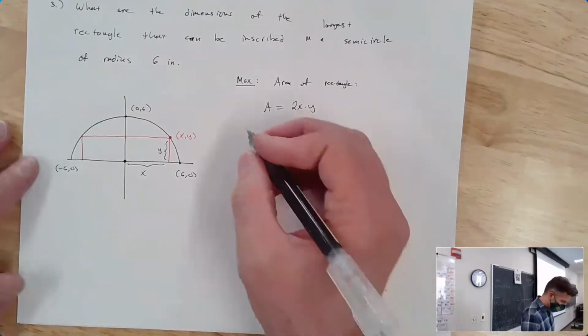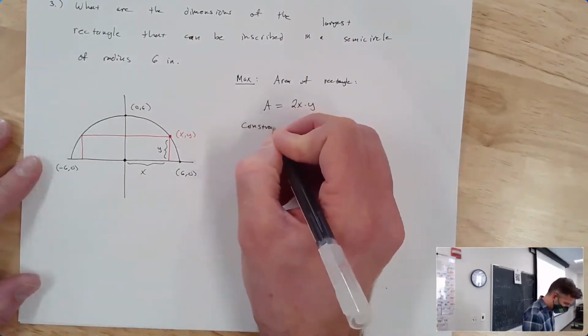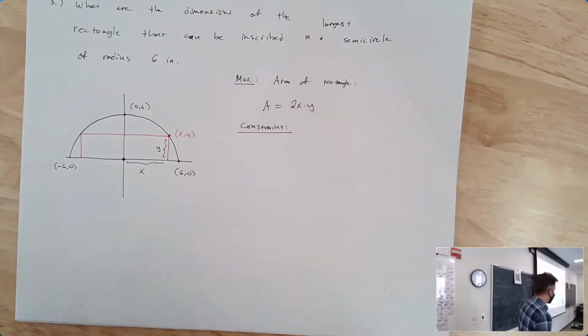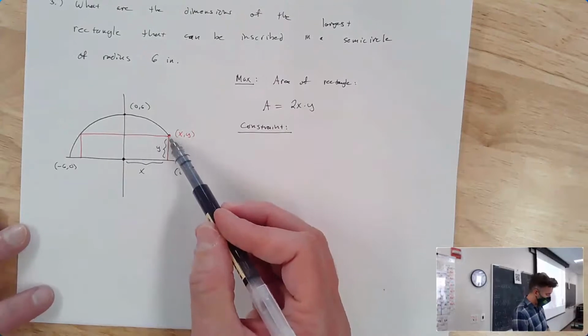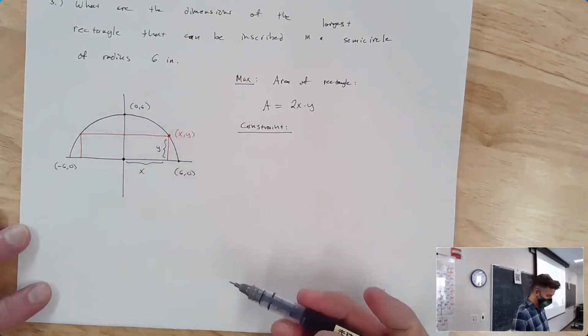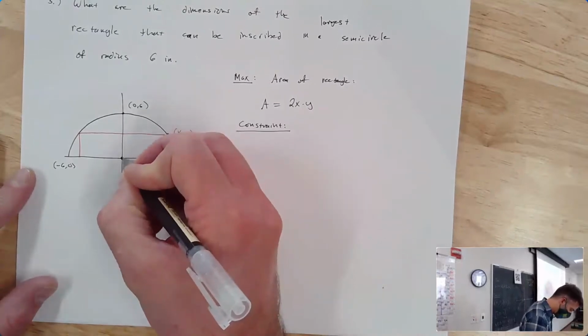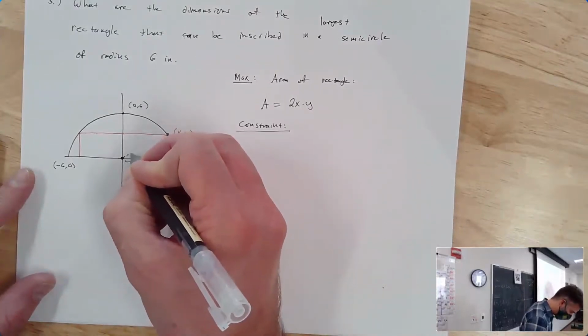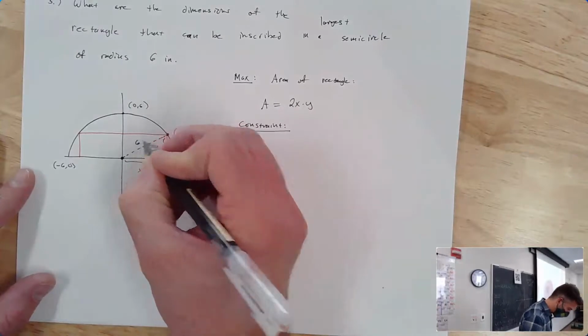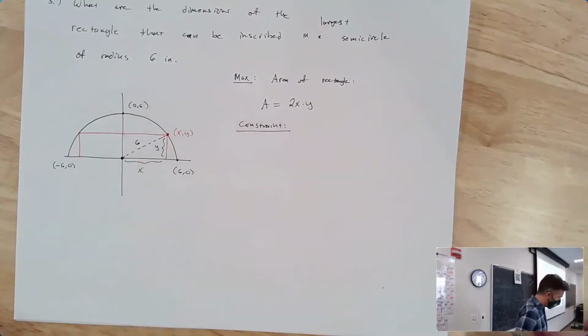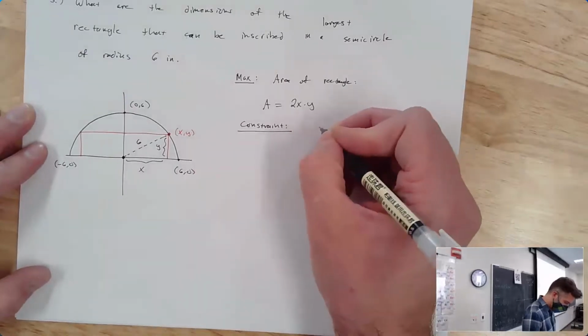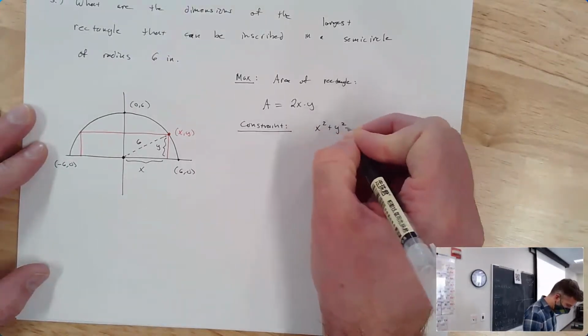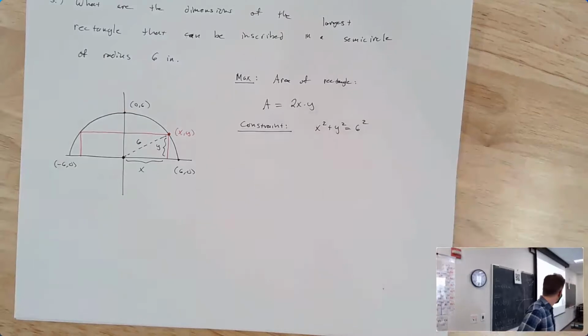So the constraint here is a little less obvious, but word-wise, we're constrained by the fact that this rectangle has to be inside the semicircle. Picture-wise, it means this corner of the rectangle should be on the semicircle. So if you think about it, the distance from the origin to that corner is the radius of the circle. So you can say, oh, well, my constraint looks like x squared plus y squared equals 6 squared. That's what's constraining this here.